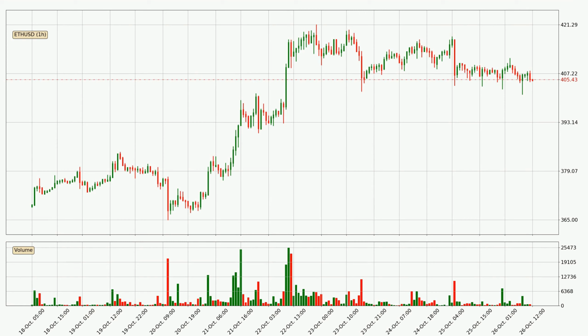Looking at the Ethereum hourly time frame, the price moved only slightly to the downside with around 0.7% in the last 24 hours, with a current price of 405.